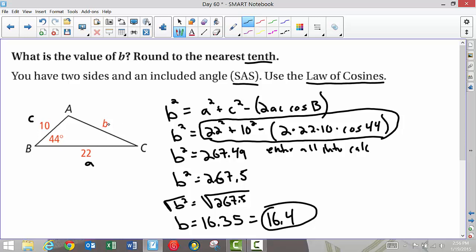So B is about 16.4, which makes sense because remember, in order to have a triangle, the two smallest sides, 10 and 16, when you add them up, have to be greater than the largest side, which is 22, which in this case is true.